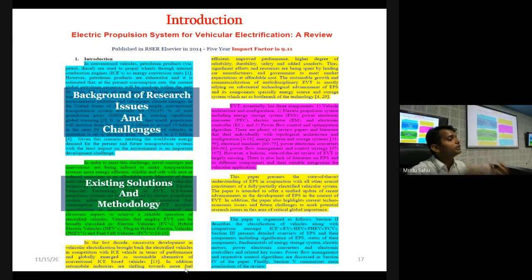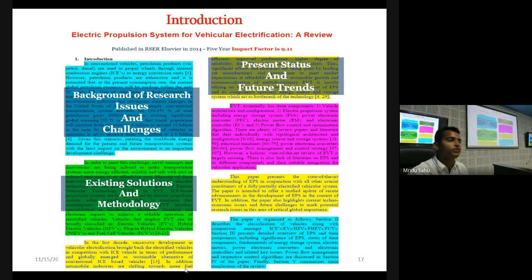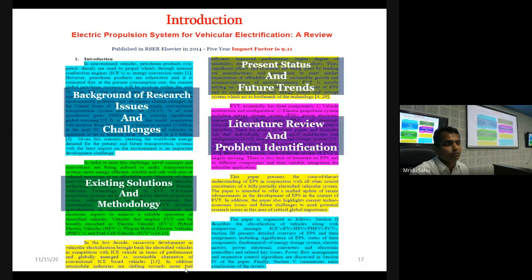It helps you to set the platform for the reader on what particular topic you have done your review, right? Now the present status and the future trend. It is very important to write for a review paper. What is the existing and what is the trend? And after that, literature review and problem identification.